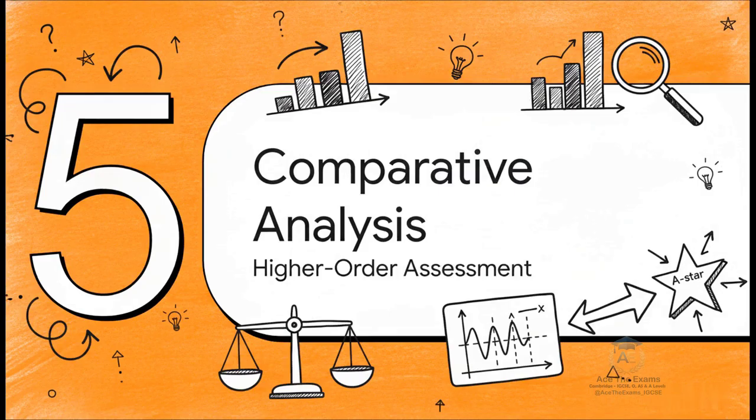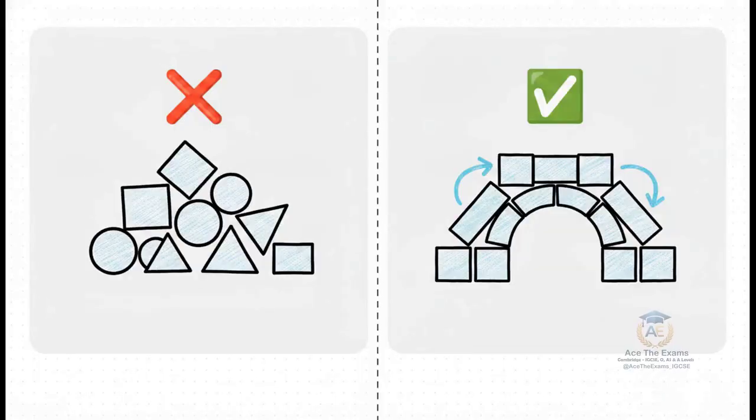And finally, Section 5, Mastering Comparative Analysis, Higher Order Assessment. We are now dealing with the heavy hitters, the higher order assessment objectives. This isn't just about describing a graph anymore. This is about critical analysis, evaluating alternative approaches, and making completely justified recommendations based on the quality of evidence.